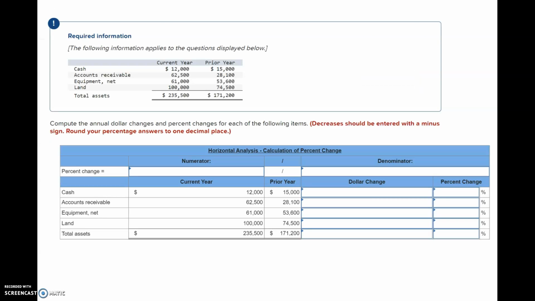Problem 2 is going to be doing horizontal analysis. And if you go to page 505, you can see the calculations for dollar change and percent change. And if you look on Exhibit 13.1 on page 506, you'll see an example of a horizontal analysis.